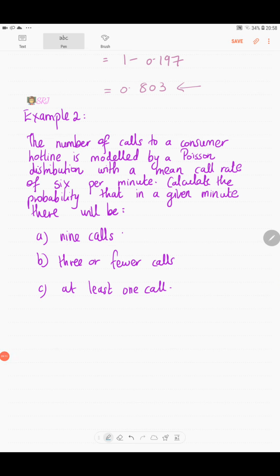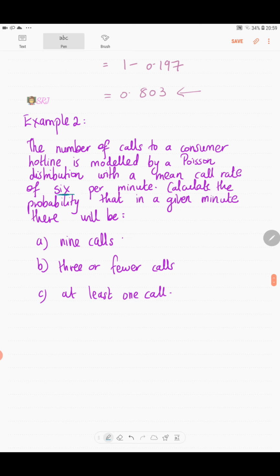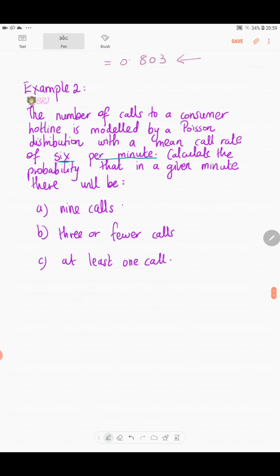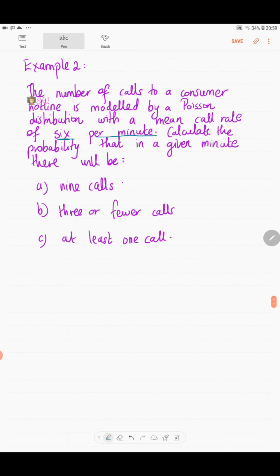Now we have a second example. The number of calls to a consumer hotline is modeled by a Poisson distribution with a mean call rate of 6 per minute. Calculate the probability that in a given minute there will be 9 calls, part B, 3 or fewer calls, and part C, at least 1 call.